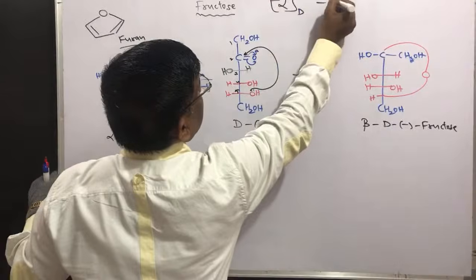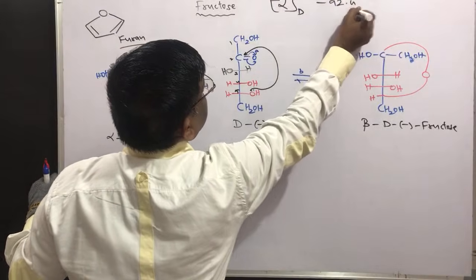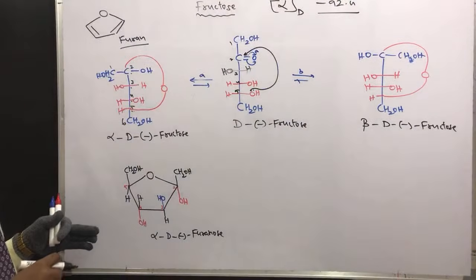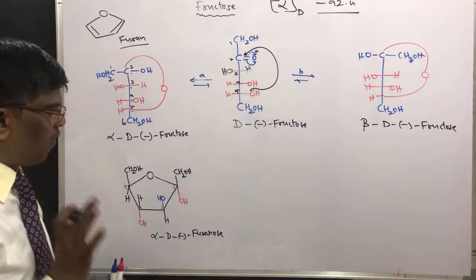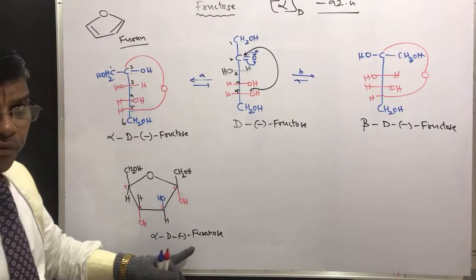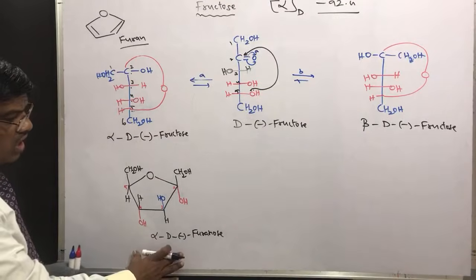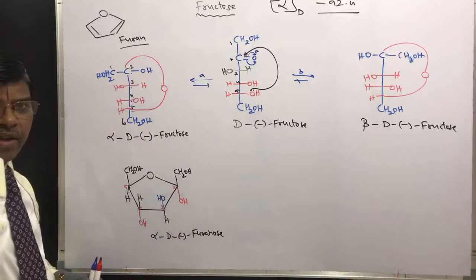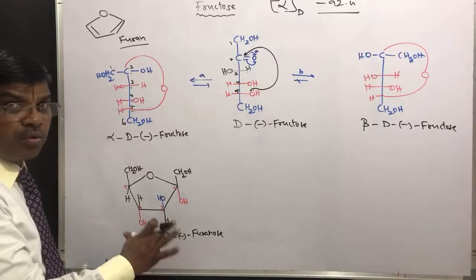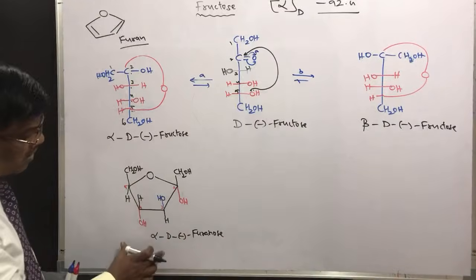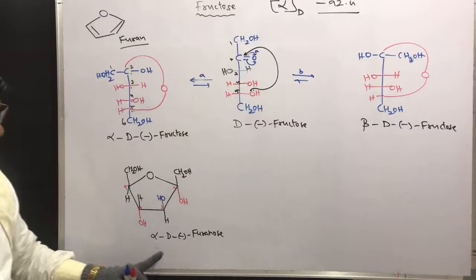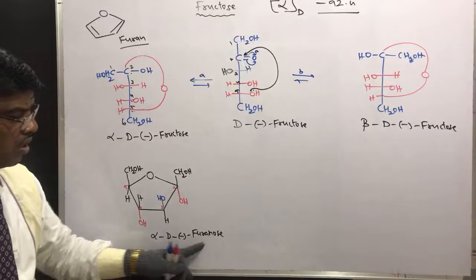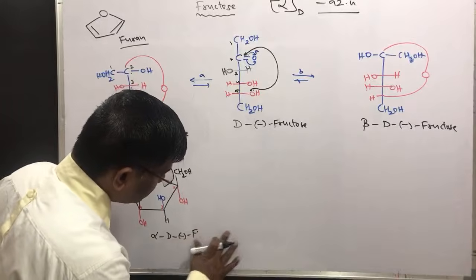minus 92.4 degrees. Yes, it exists as a mixture, but it exists in two forms. It is alpha-D-fructofuranose. This is the structure we are going to have in sucrose. So you must understand this structure, how I am writing. So alpha-D-fructofuranose, fructofuranose.